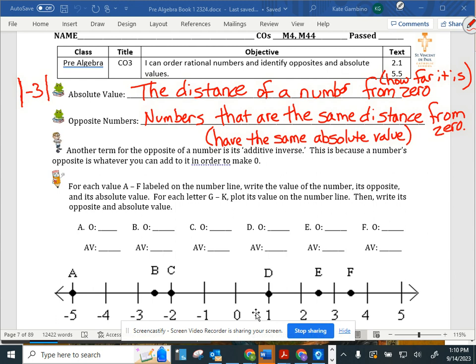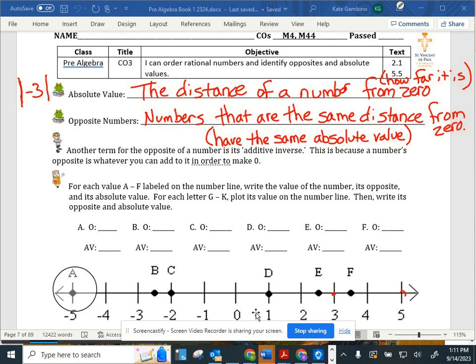Another term for the opposite of a number is its additive inverse. The inverse means you're flipping it. So we're going from -3 to 3. We flipped from a negative to a positive. Or from 5 to -5, we flipped from positive to negative. So it's that additive inverse.